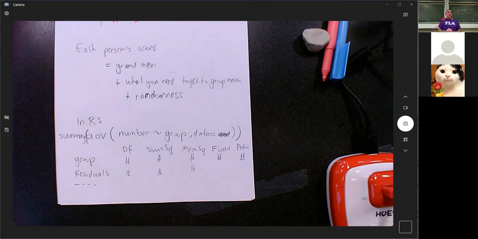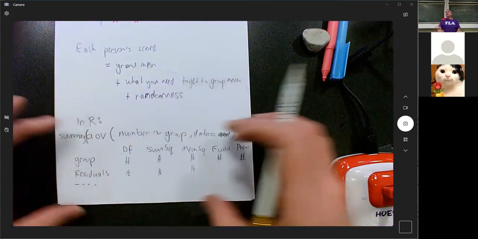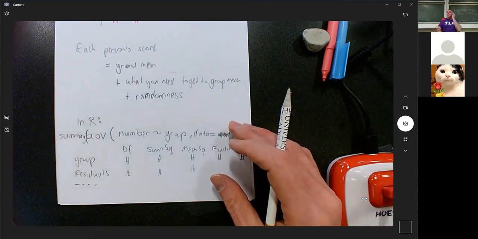And in your exam, as far as I can tell, you obviously can't type R code. They will give you what the computer would produce and you have to interpret what it's doing.